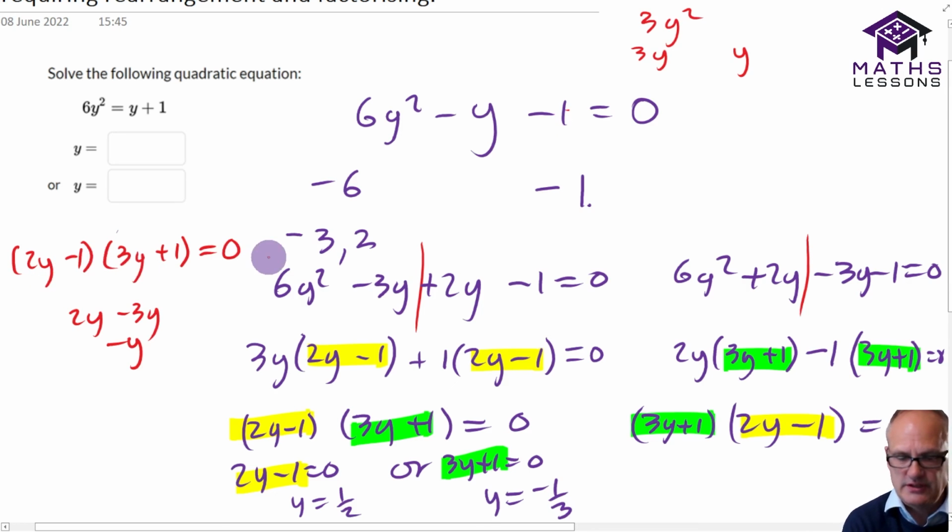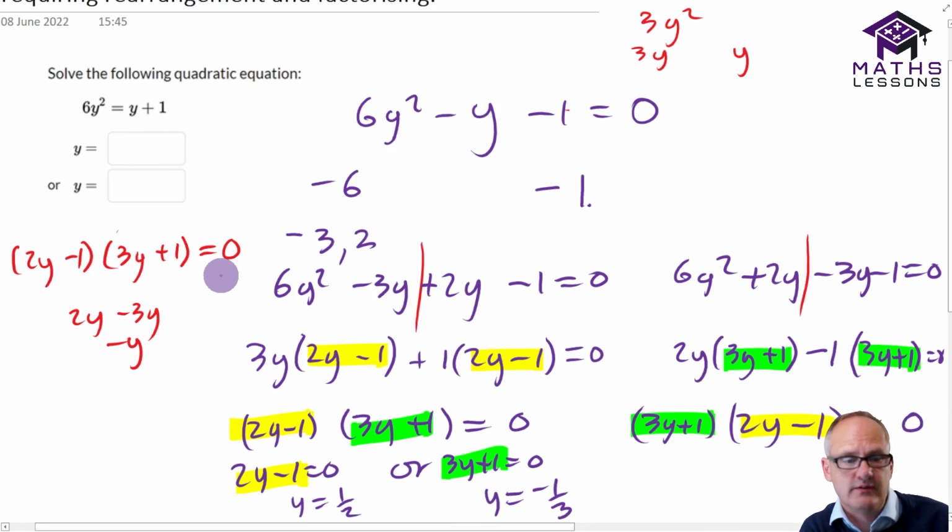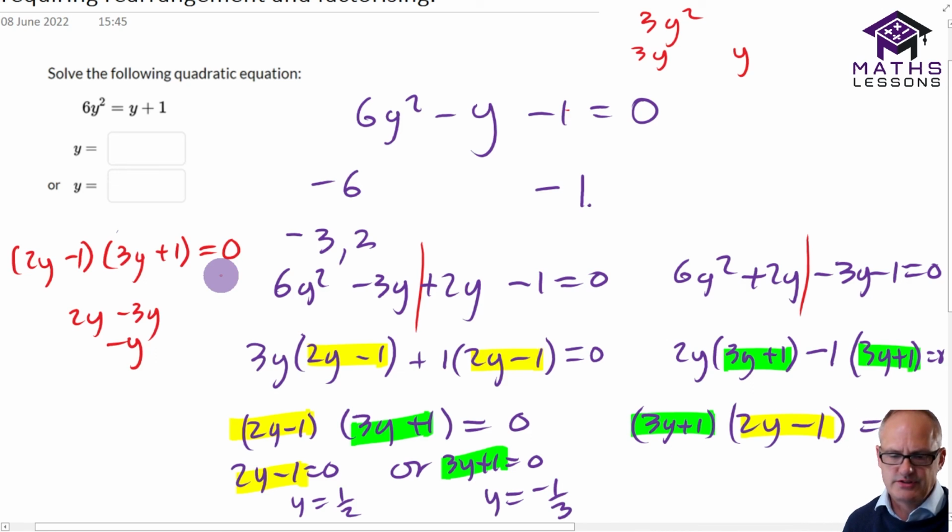And what you can see is we get exactly the same factorization. And then you can carry on and solve it as normal. So if you can't remember this method, you can actually use trial and error. So there you go. That's how to solve these questions.